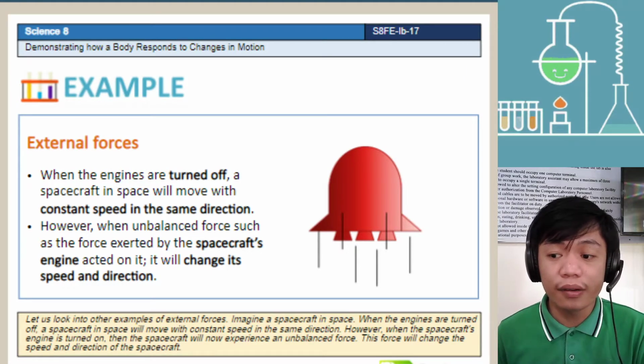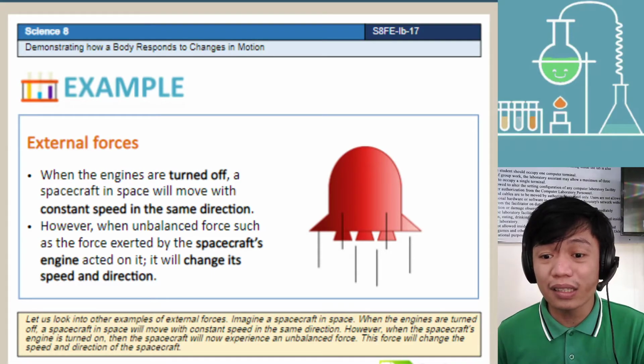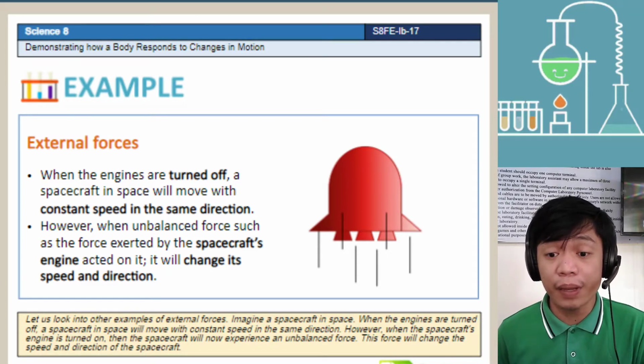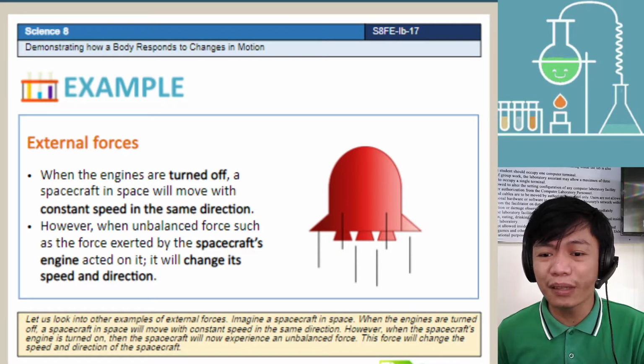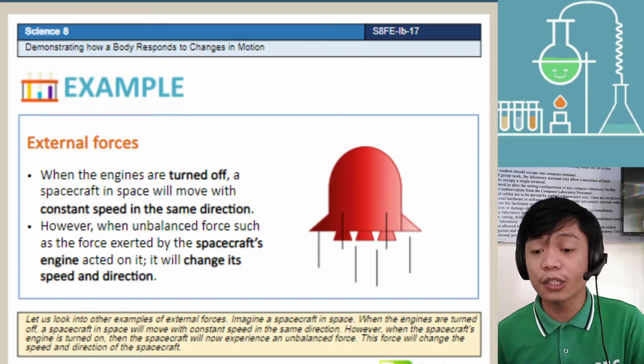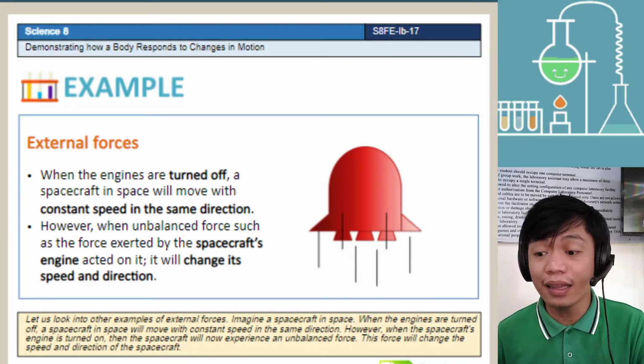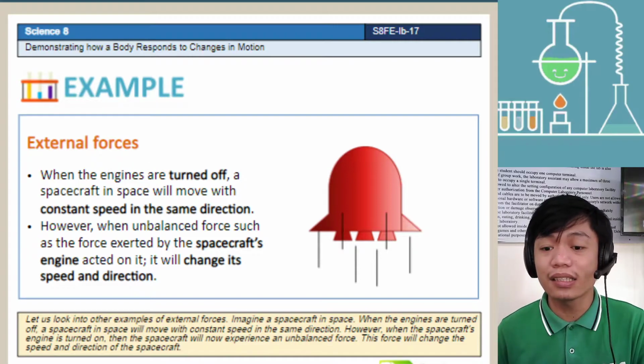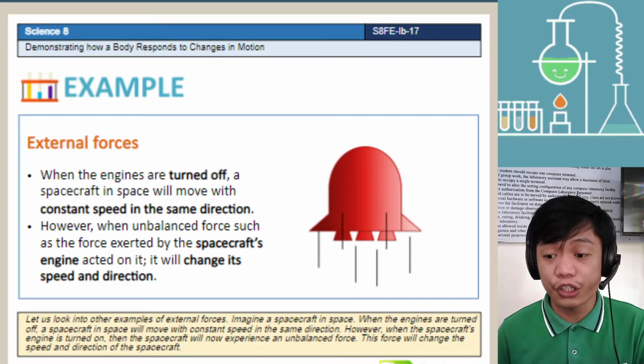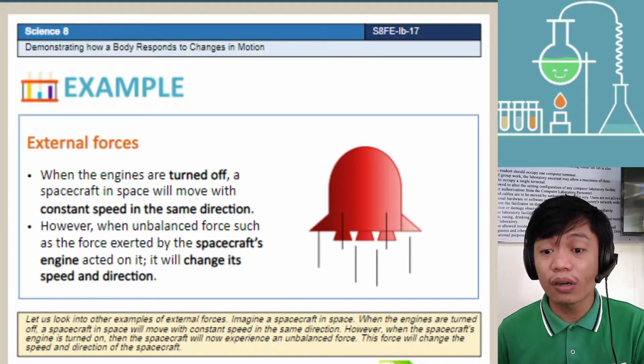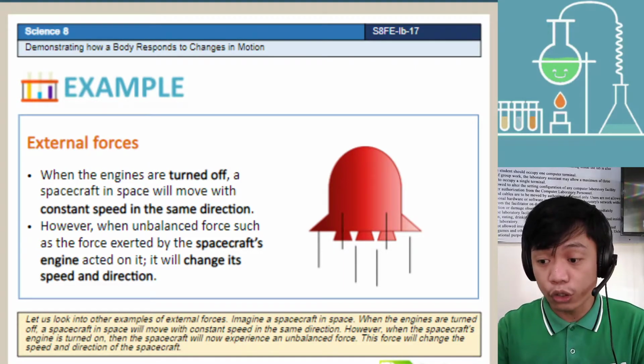When the spacecraft engine is turned on, it is continuously moving at a constant speed. So it is in the form of inertia. But if the spacecraft engine is turned off, that would be the time that the spacecraft will slowly move, and it is not in the form of inertia anymore, because it causes the changes in motion.